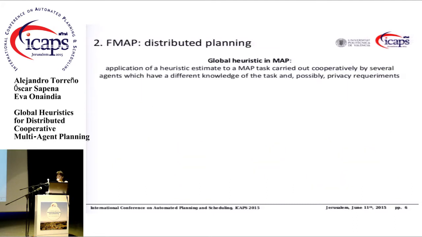In contrast, FMAP is a multi-agent planner that applies global heuristics in a distributed search scheme. By global heuristic, we understand a heuristic estimator for a multi-agent planning task carried out cooperatively by several agents, which have partial knowledge of the task and possibly privacy requirements. By privacy, we mean here that there are some parts of the task unknown to the agents for whatever reasons.